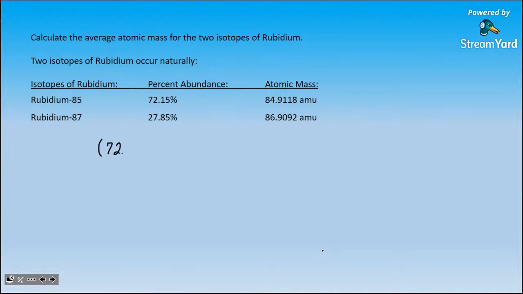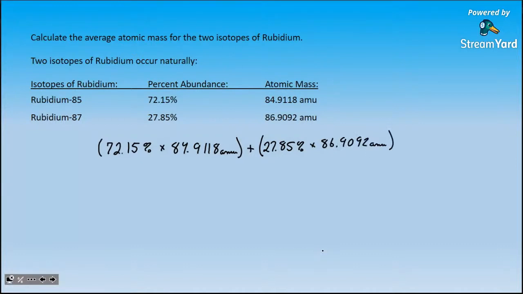parentheses, 72.15, that's percent, times the 84.9118 AMUs, close the parentheses, plus open parentheses, 27.85% times 86.9092 AMUs, close the parentheses, and you can hit enter at that point and get an answer, and then you would take that answer and divide by 100.